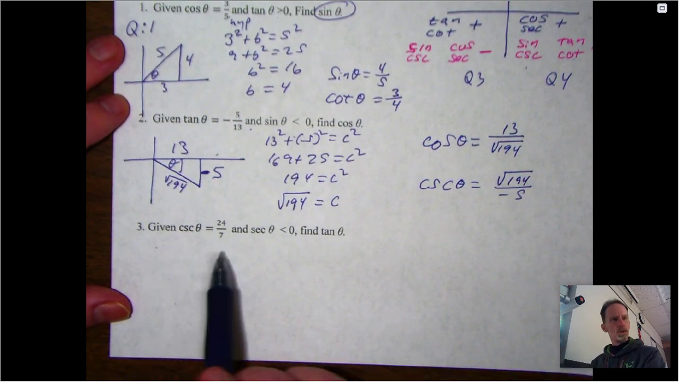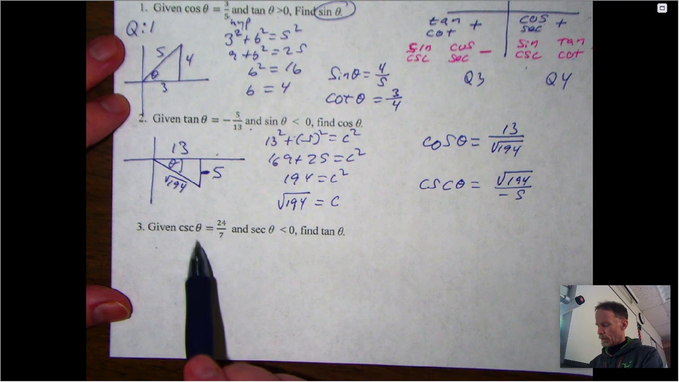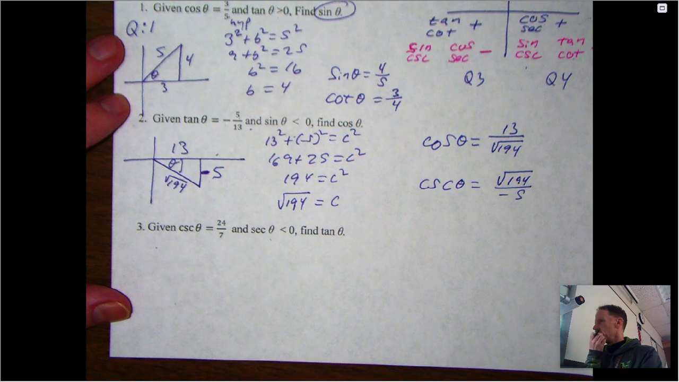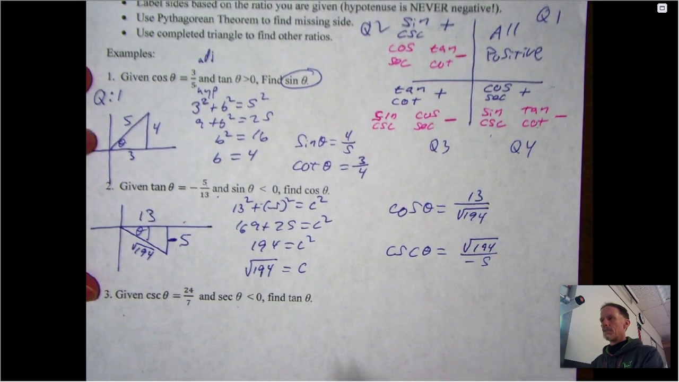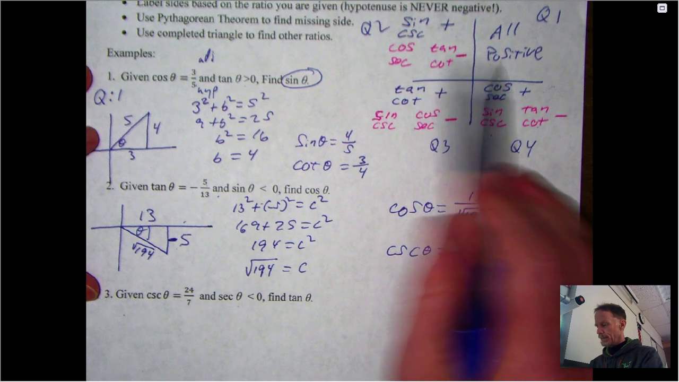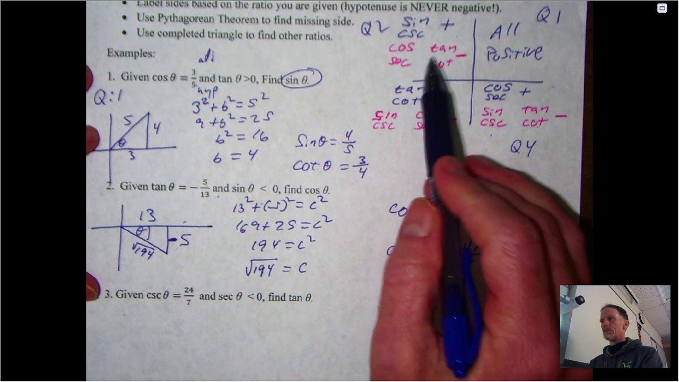So I'm going to ask you right now to pause the video and see if you can do that third example on your own. Again, determine the quadrant, draw the triangle, label, and then answer. Okay, so for the quadrant, we know cosecant, which relates to sine, is positive, and secant is negative. If cosecant is positive, it's either in 1 or 2. Secant is negative, that puts us in quadrant 2.